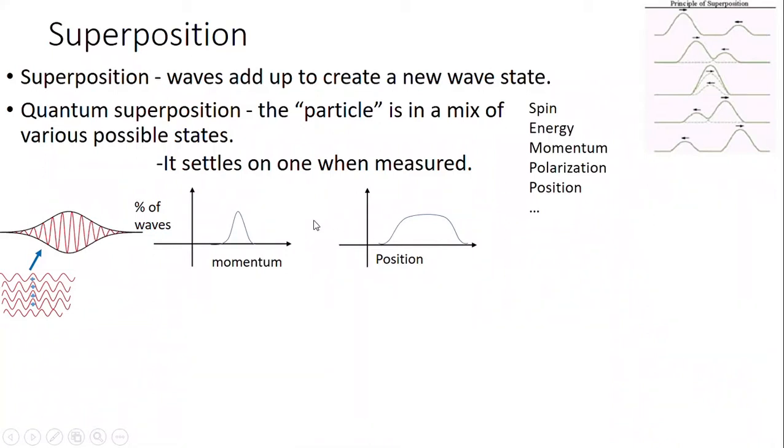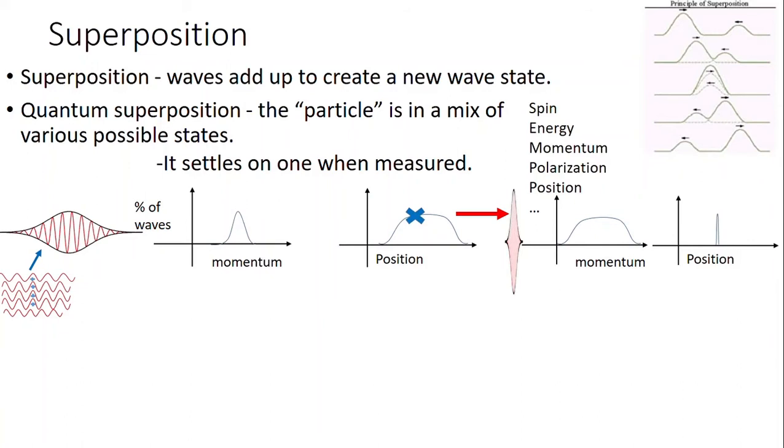And if you go to measure it, it'll settle upon one of those position states. So you measure position, and you no longer have a superposition of position states, you just have one spot. Whereas now you have a broad superposition of momentum states, and the way this wave packet is constructed is through a bunch of different waves that are of different frequencies.